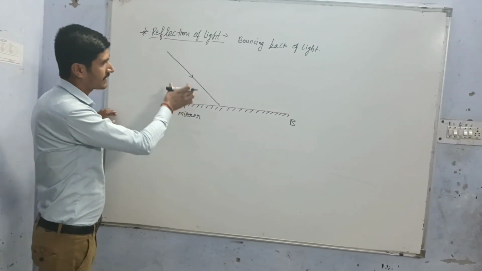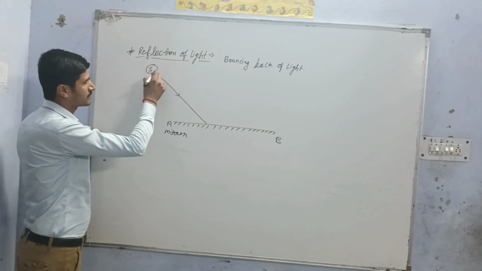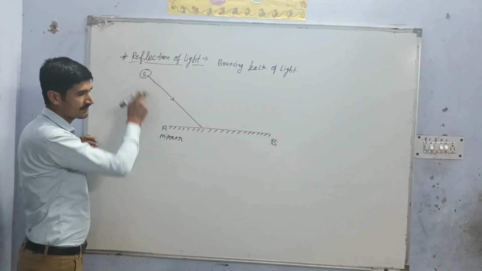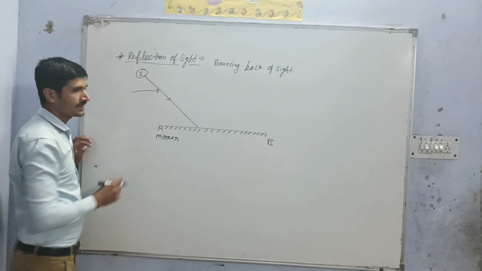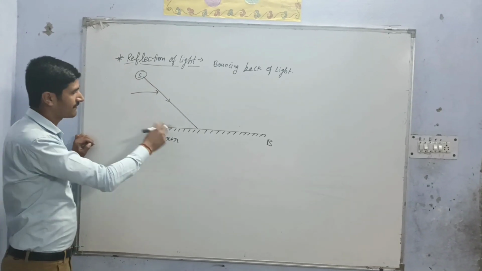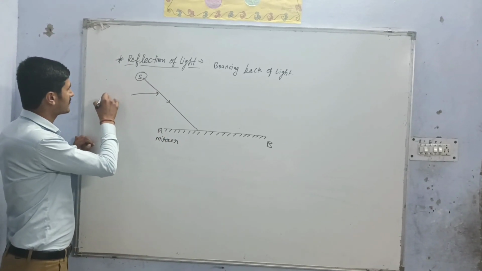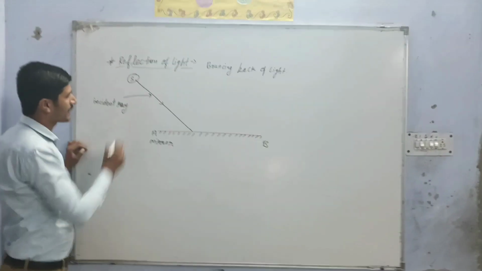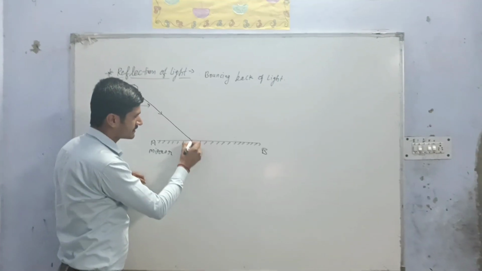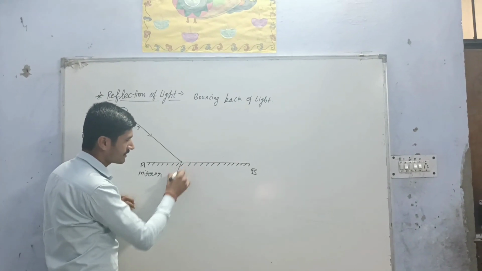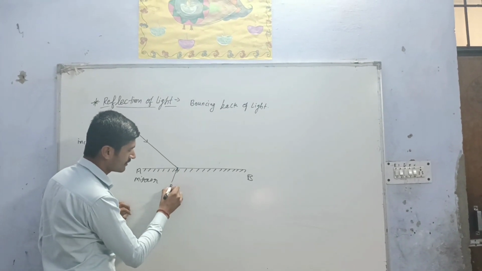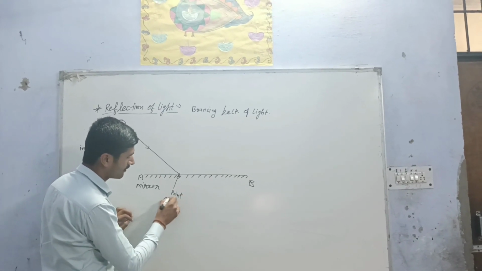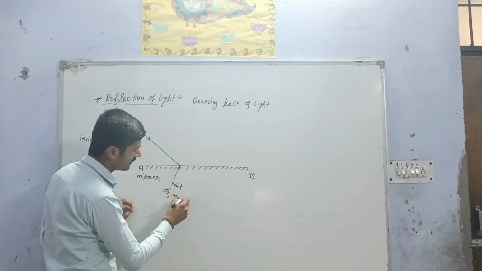Okay. So the ray that is coming from the source. This ray is coming from the source. So that ray that is coming from a source toward the reflecting surface is known as incident ray. Now it is striking the mirror at this point. So this point is known as point of incidence.